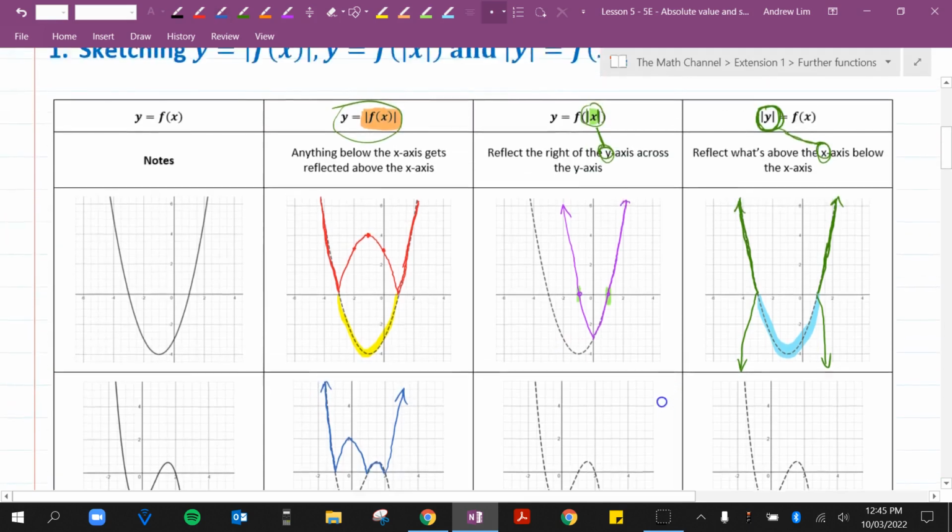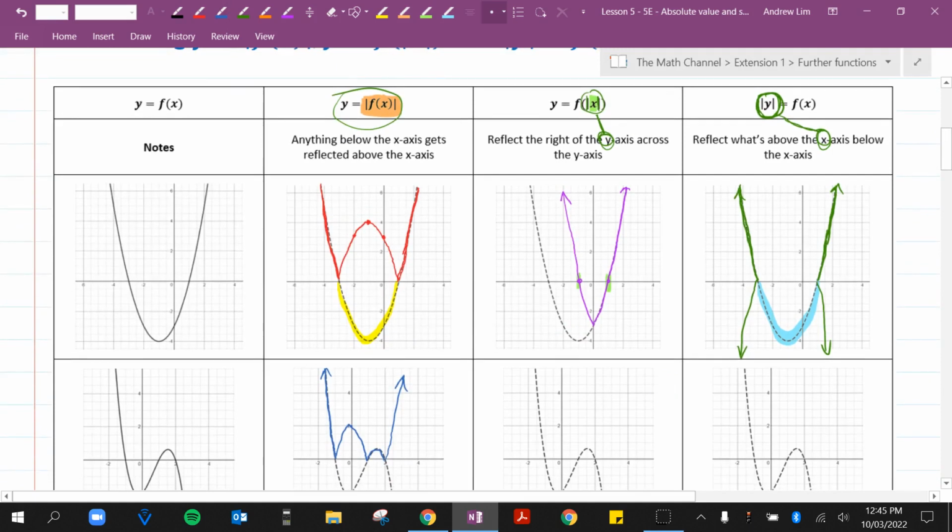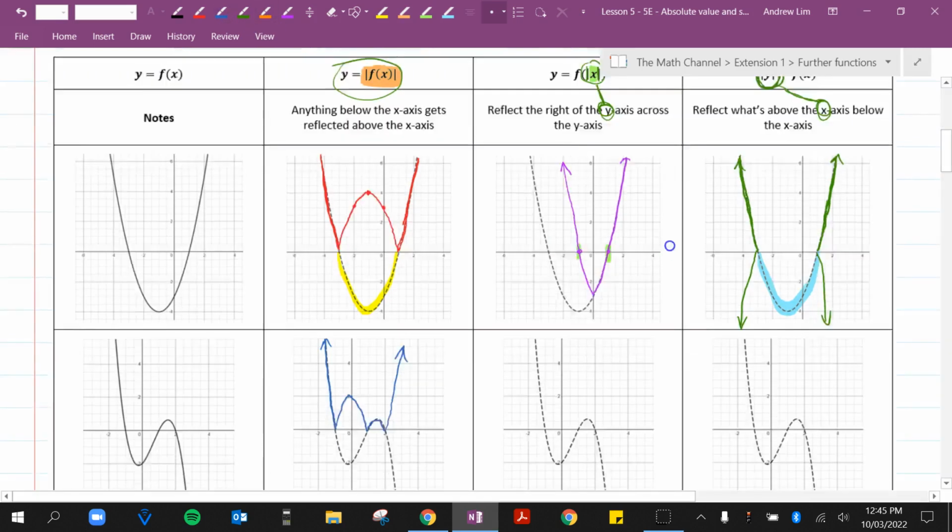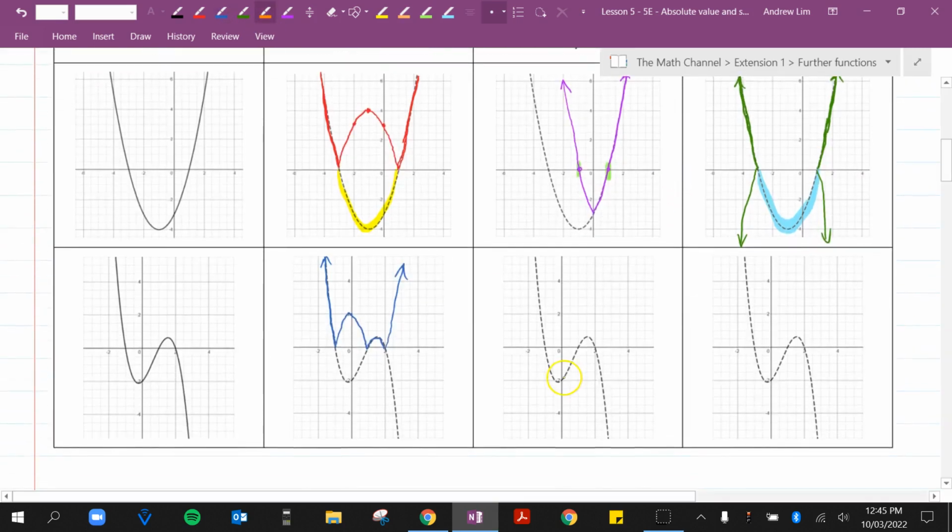For the next one, we've got y is equal to f of the absolute value of x, which means we're going to reflect across the y-axis. So I'm going to take what's to the right, and I'm going to reflect that across the y-axis. So it looks like it's going to go through here and here. And it's going to be all of that.